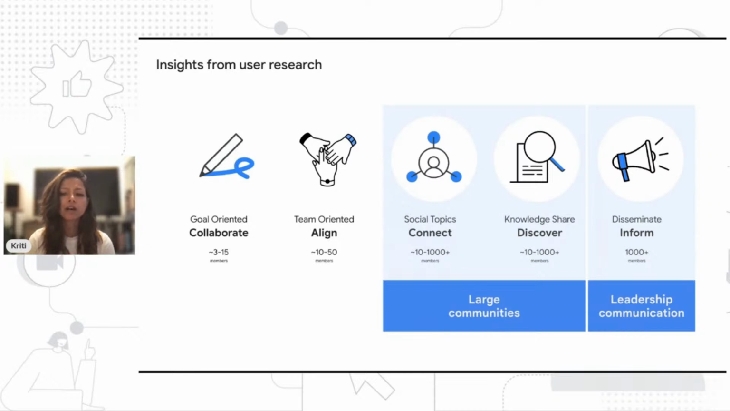And on the other hand, we see communication scenarios which tend to happen across a large group of people. And these are things like communities where people are discussing social topics. And so these are more around use cases to be able to connect with other people. There are also communities that are being used to share knowledge with a large group of people. And then lastly, communities which are being used to broadcast certain important information, so things like announcements or leadership communication.